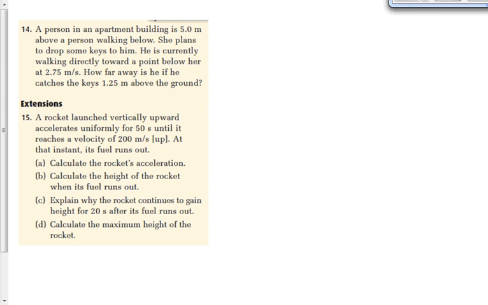Number 14. It says a person in an apartment building is 5 meters above a person walking below. She plans to drop some keys to him. He is currently walking directly toward a point below her at 2.75 meters per second. How far away is he if he catches the keys 1.25 meters above the ground? Did anybody look at this question and think, what? This is a hard question.